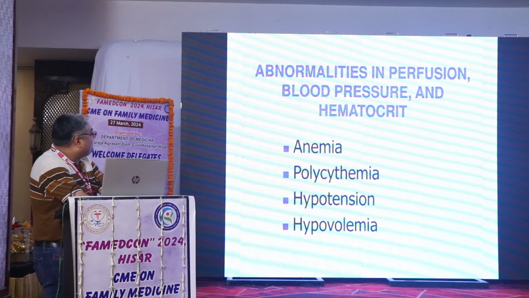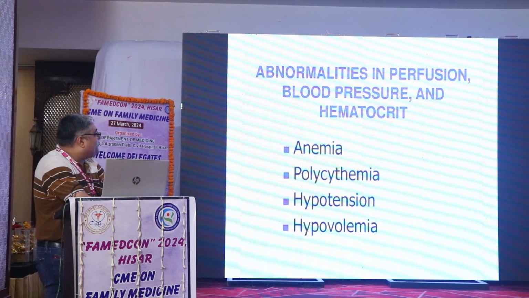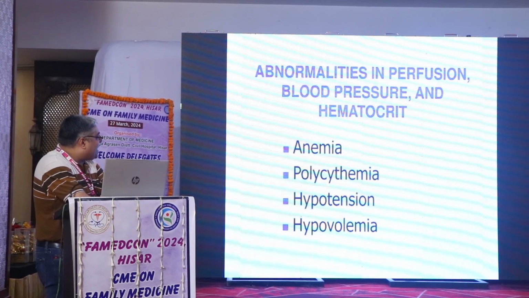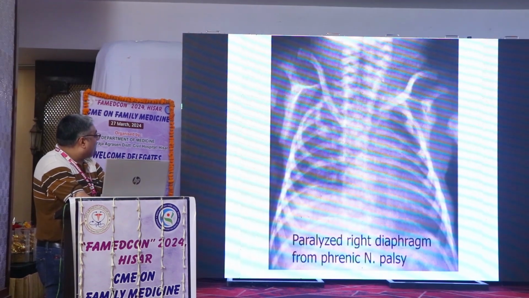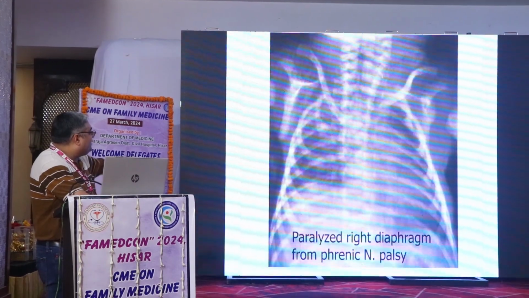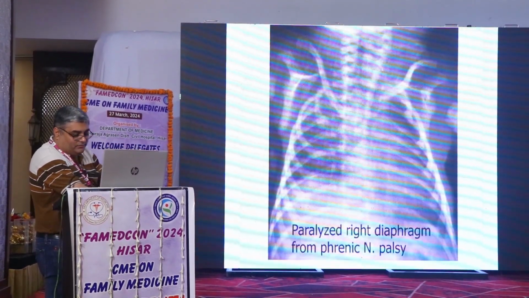Then abnormalities in perfusion. You have to look for anemia. Polycythemia can present as respiratory distress. Anemia can present even with hypotension, hypovolemia. This is a diaphragmatic disorder due to phrenic nerve injury. This is the diaphragm on the right side.